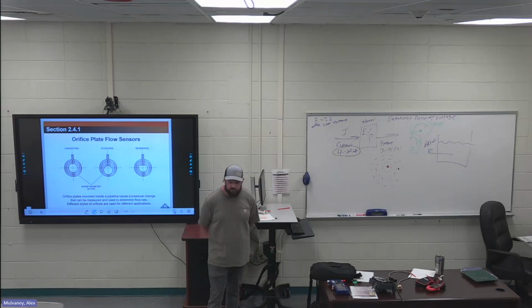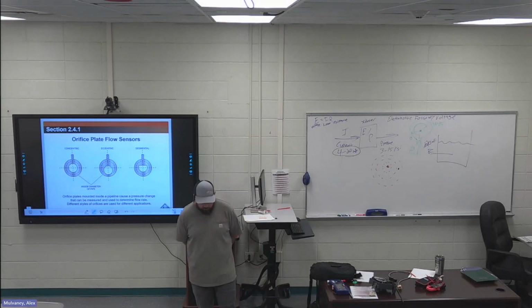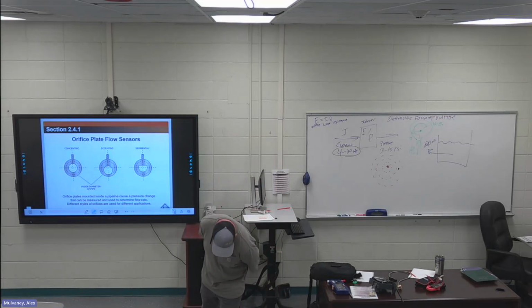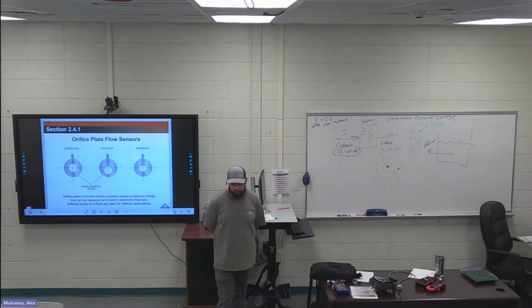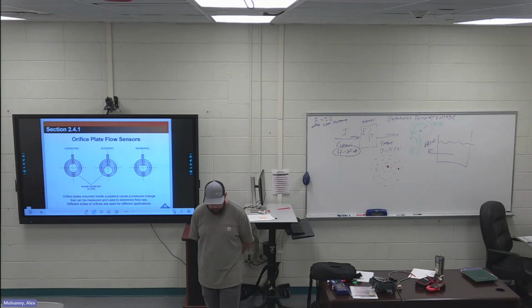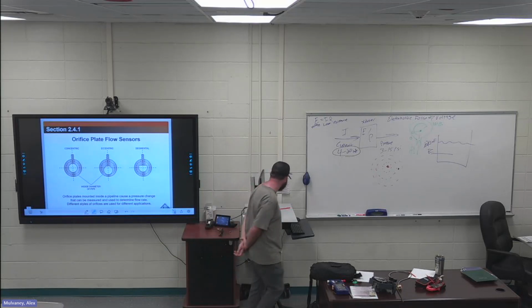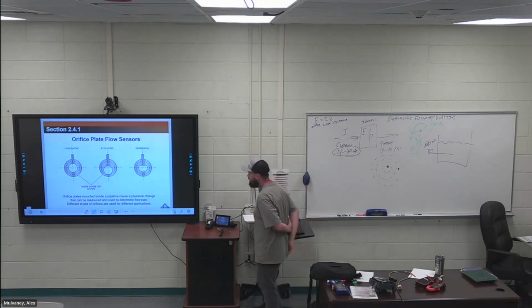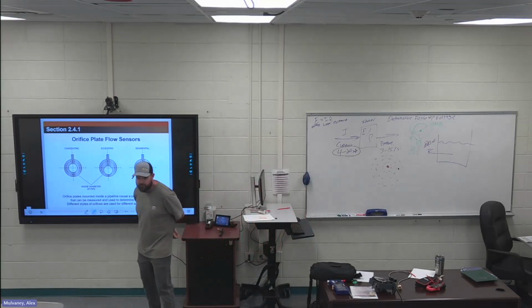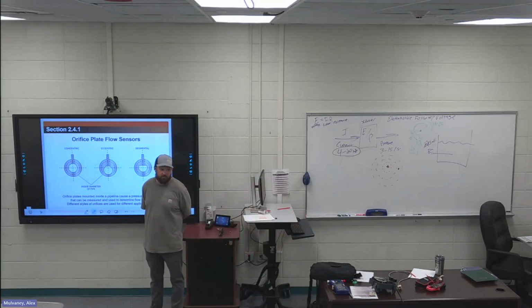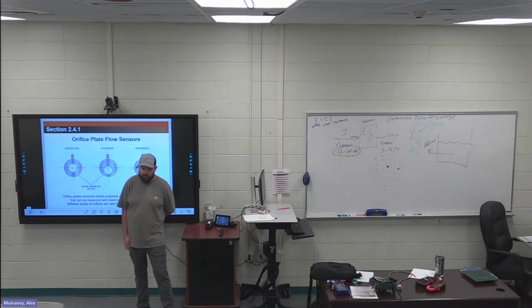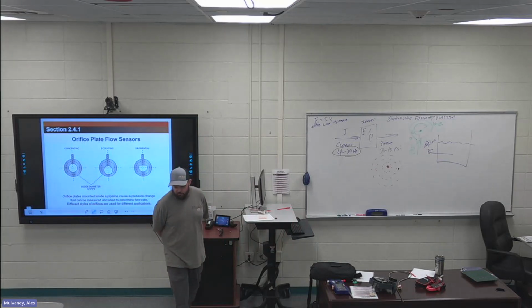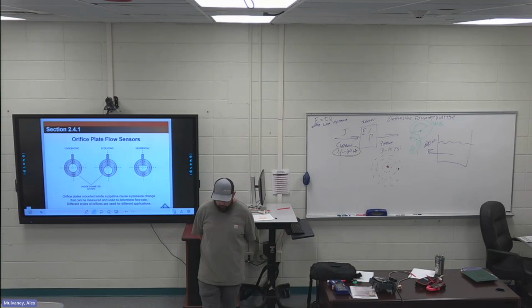Flow detection, orifice plates, 241. Third sentence, the orifice plate is usually mounted between 2 flanges. Please don't miss that one. 241, third sentence, the orifice plate is usually mounted between 2 flanges. Everybody fairly familiar? I feel like orifice plates are talked about more than anything in the whole program. You got a plate with a hole in it, it creates a differential pressure. You can determine the flow based on that.